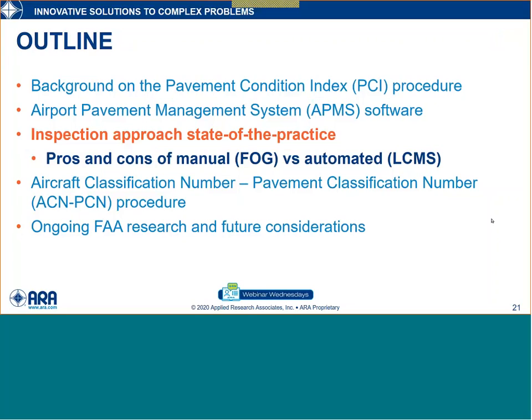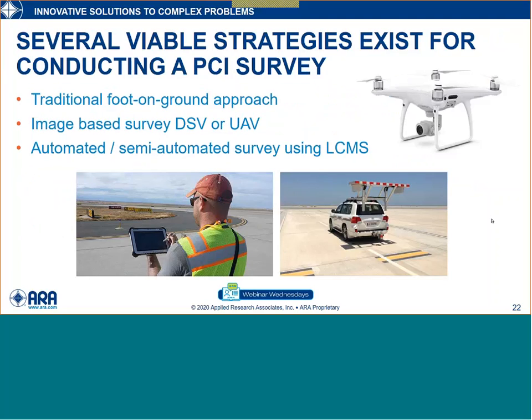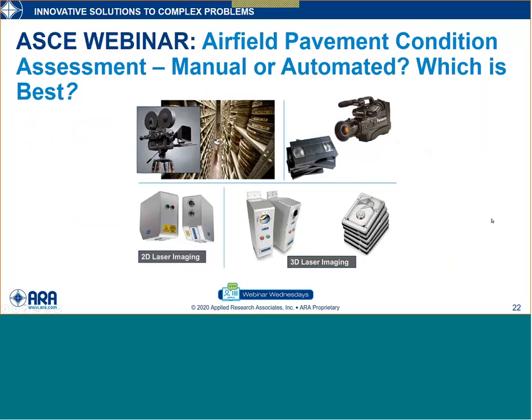So continuing on with some state of the practice for inspections, again, we've got several viable alternatives here. We've got the traditional foot-on-ground approach, which is typically done with a GPS tablet computer. You can see an example of that on the lower left. We've got image-based surveys with either a digital survey vehicle or an unmanned aerial vehicle, or an automated or semi-automated survey using something like a laser crack measuring system. When I say image-based, I am referring to what you would consider a typical image taken from a camera. The LCMS generates images, but they're a little bit different. They're generated from that laser data as opposed to being a traditional camera-based image.